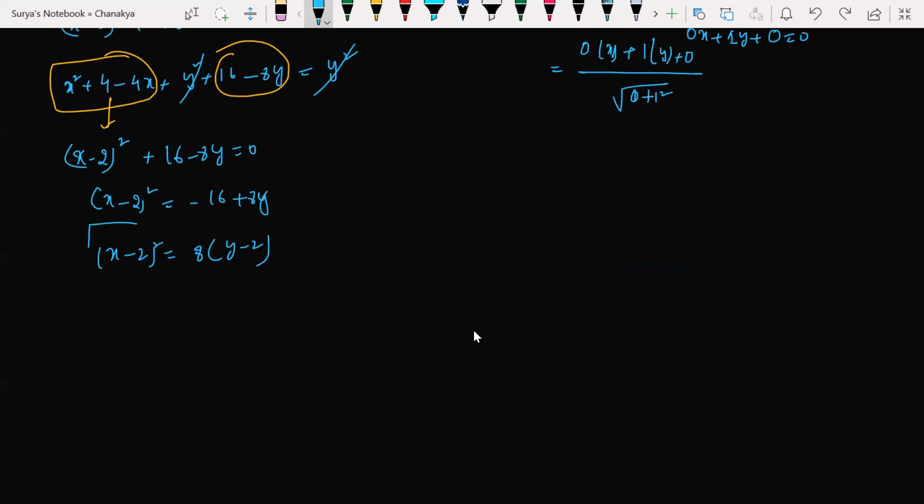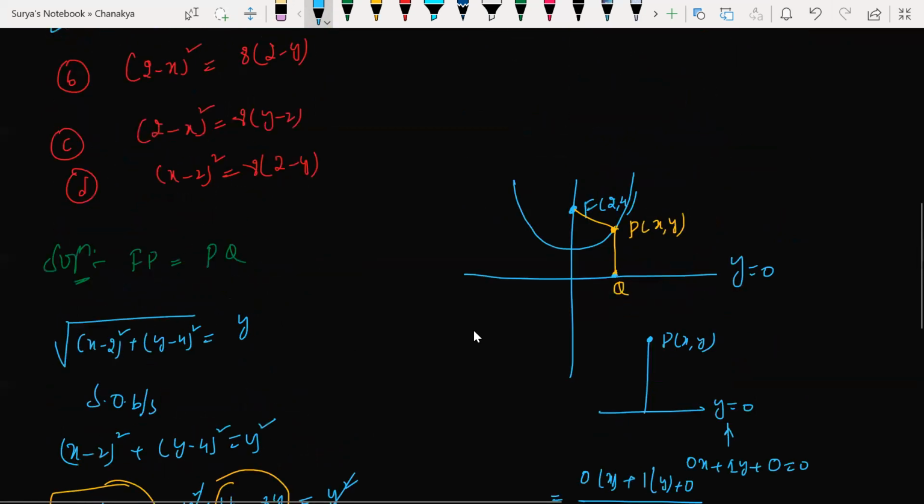Basic calculation only. There is nothing you have to think so much about. Very simple. Am I correct? Any doubts either? Guys, feel free to ask if you have any doubts. No, sir. Next question.